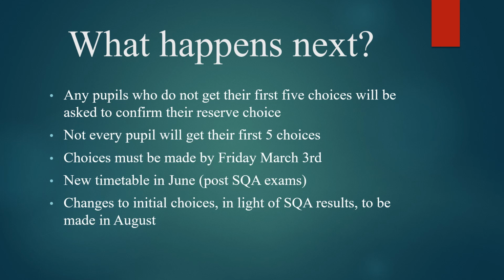Thereafter, those option choices will feed into a timetable. We'll know which classes are viable, how many classes we'll need in each subject, and we will aim to have a new timetable up and running in June, post SQA exams. So effectively, the new S5 and S6 and new S4 pupils will start in June.